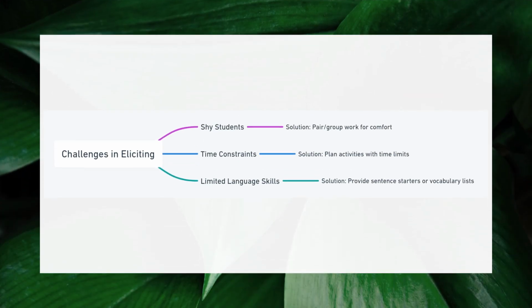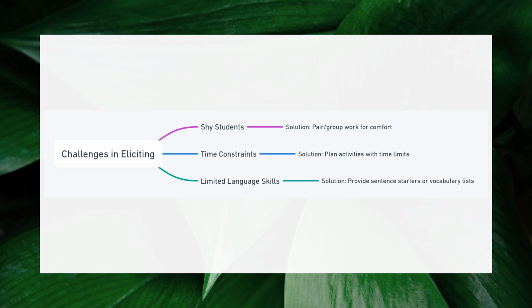9. Challenges in eliciting and how to overcome them. While eliciting techniques can be very effective, there are some challenges teachers may face. Here are a few common obstacles and how to address them. Shy students. Some students may be hesitant to speak because they are shy or afraid of making mistakes. Solution: create a supportive environment and encourage all students to participate. Use pair or group work to make shy students feel more comfortable speaking.